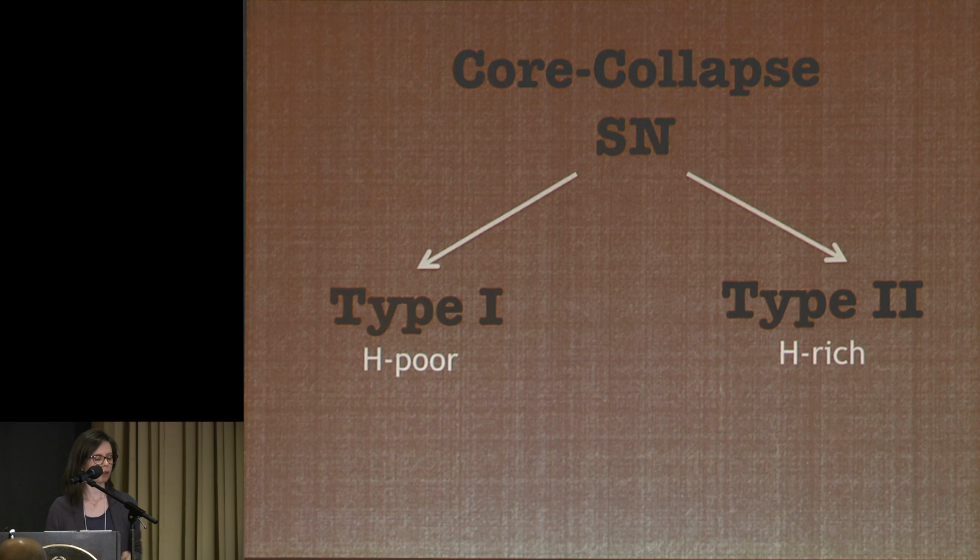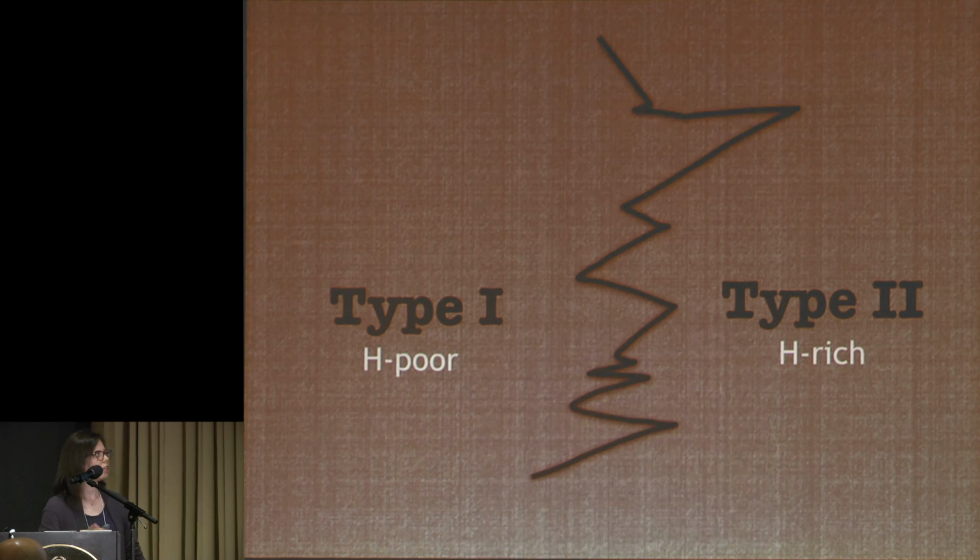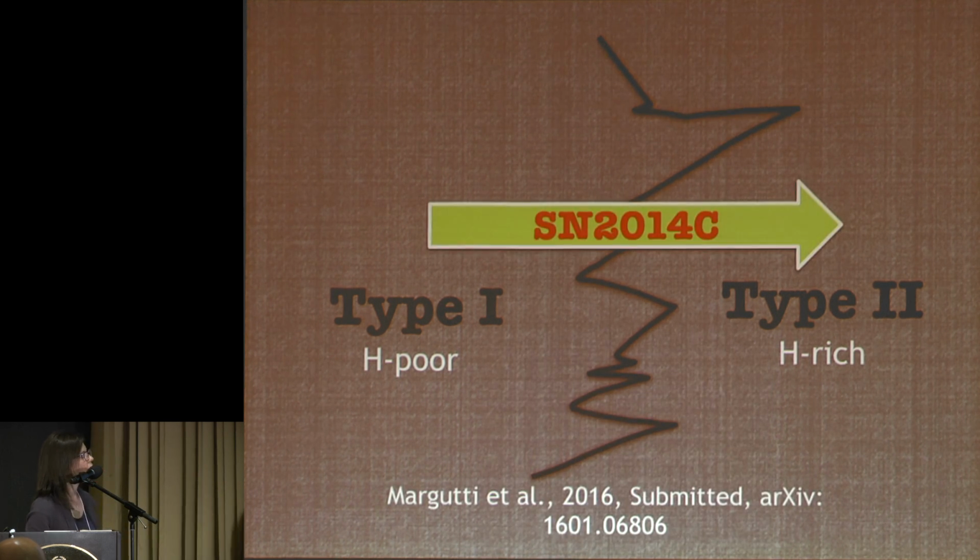So I think that everybody was born with this idea that they are either type 1 or type 2 supernovae, and you can either belong to this family or this other. There are different colors, but you can cross it. And actually, what I'm going to tell you today is the case of a supernova, 14C, that was actually born as a type 1 supernova and then evolved into type 2.